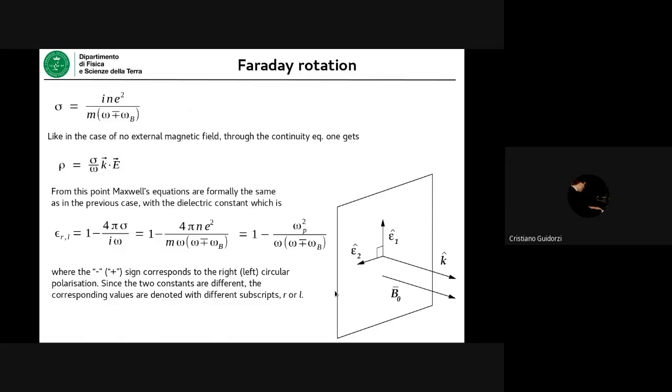from an intuitive point of view. If you look at this figure, you immediately see that the Lorentz force, due to the presence of the external magnetic field, is the source of asymmetry between the two polarization modes. Let's see the consequence of all this.